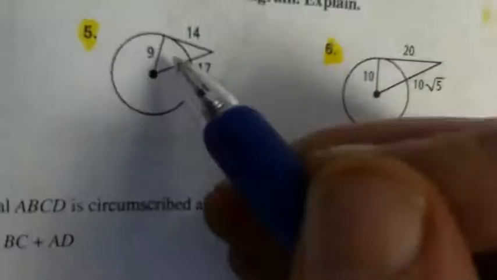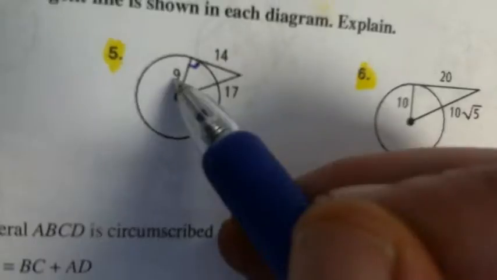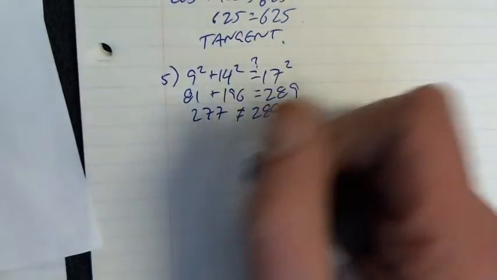And the next one. If this is tangent to this radius, this would be a right angle, and 9 squared plus 14 squared would equal 17 squared. Let's find out. 9 squared plus 14 squared equals 17 squared, maybe. That makes 81 plus 196 equaling 289. And that would be 277, which does not equal 289. It is not a tangent.